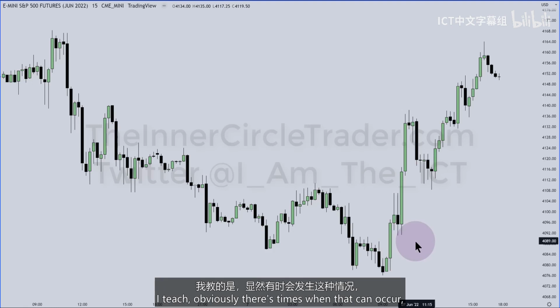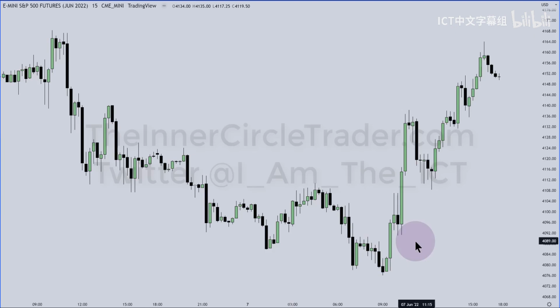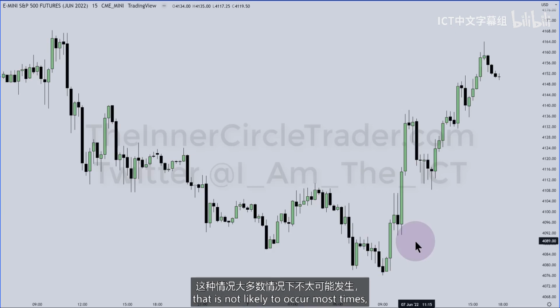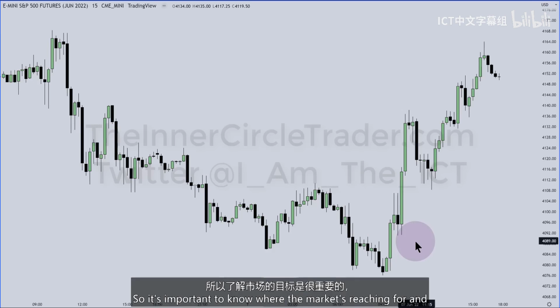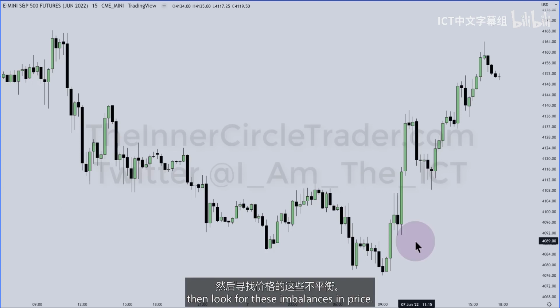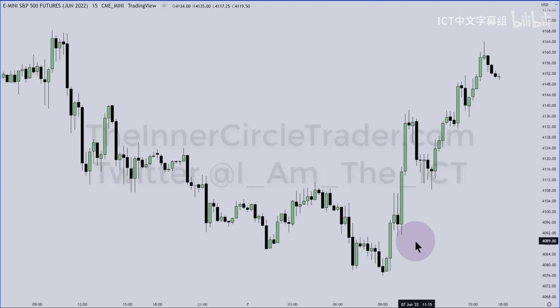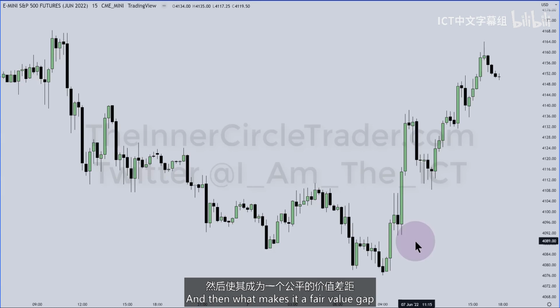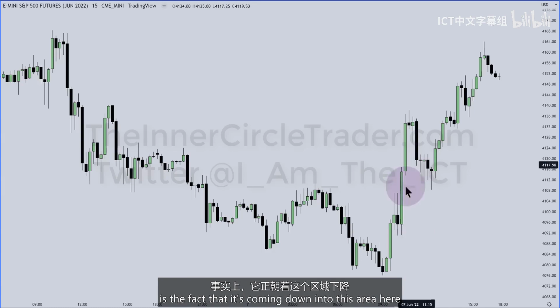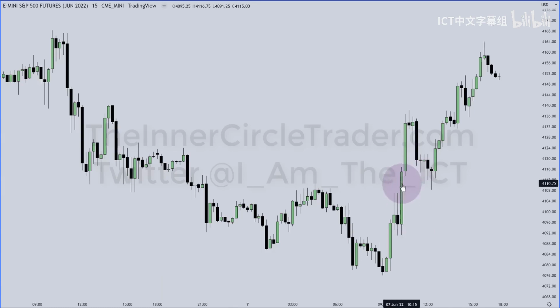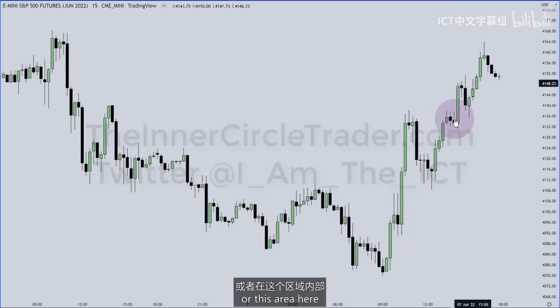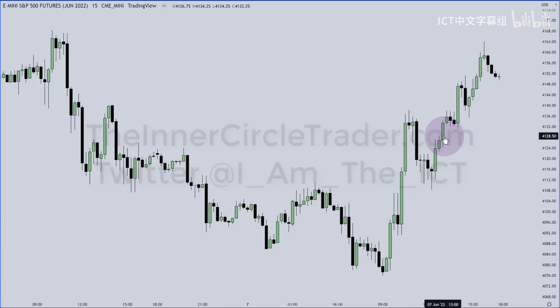I teach, obviously, there's times when that can occur, but because I understand the algorithm, that is not likely to occur most times. Okay, so it's important to know where the market's reaching for, and then look for these imbalances in price. And then what makes it a fair value gap is the fact that it's coming down into this area here, or inside this area here, or this area here, or this area here.